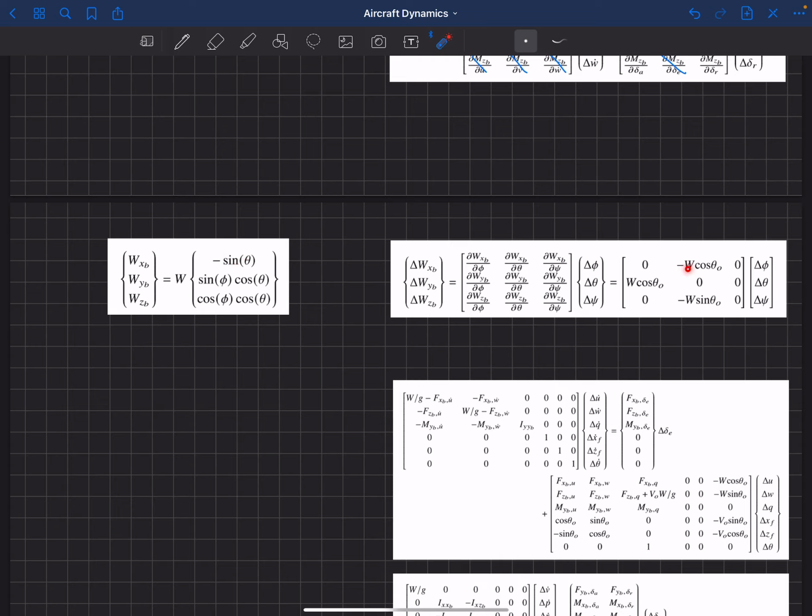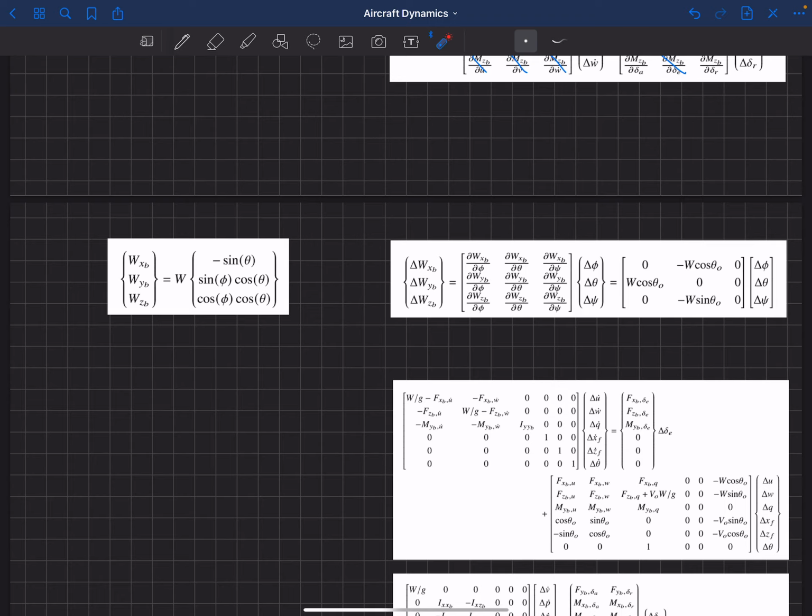So we've got a minus w times cosine theta. Now notice that we've subscripted this with naught, because remember, these derivatives we compute at the nominal condition, or at our known particular solution. So we take the analytic derivative, but then we evaluate it at the known solution. That's why we've got the naught here, because we're evaluating theta at our known solution. And of course, our weight doesn't depend on psi, and so that's why this last column is 0.